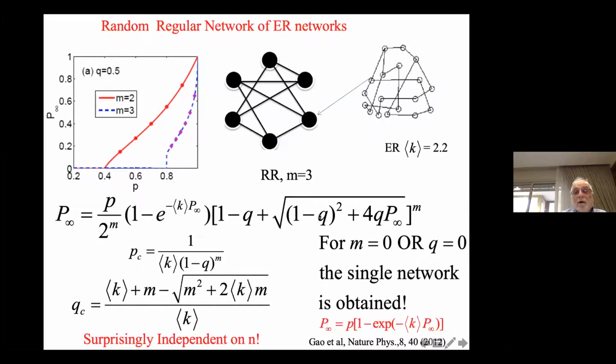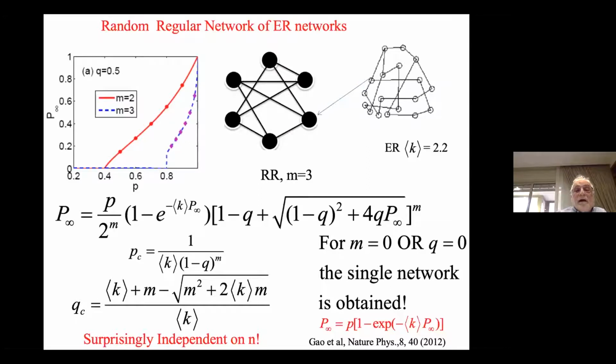Or I can take Q equals 0. Q equals 0 means that a network does not depend on another. Q equals 0, I get 1 here, another 1 here, 2 to the M, and this 2 to the M cancels with this to the M, and then you see again the single network. It means you can generalize, and the generalization leads you to much richer phenomena.